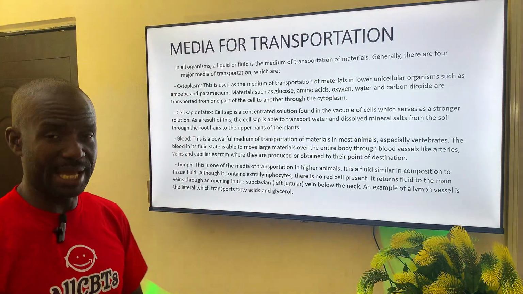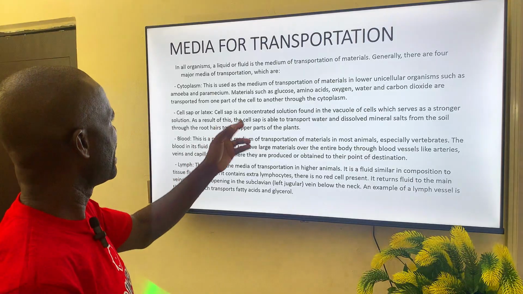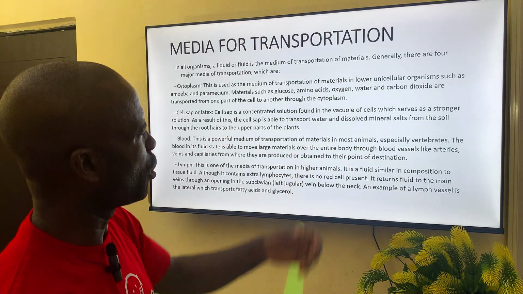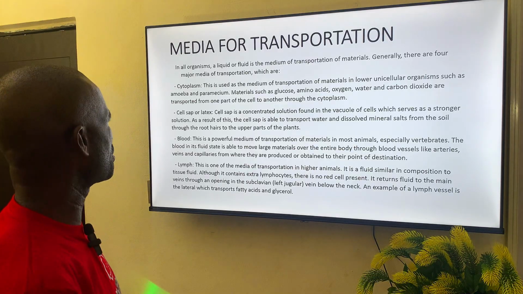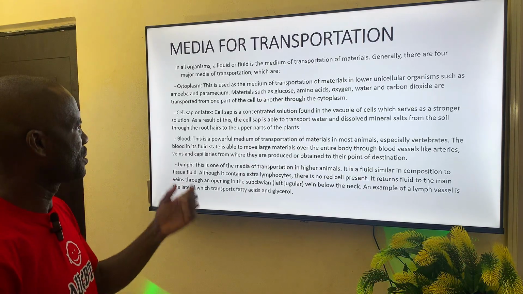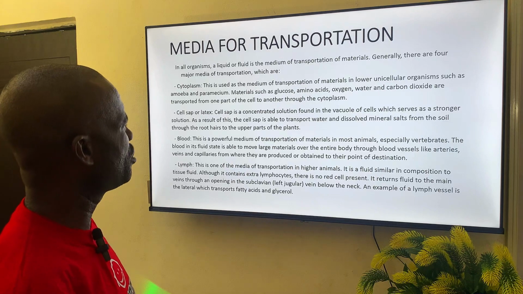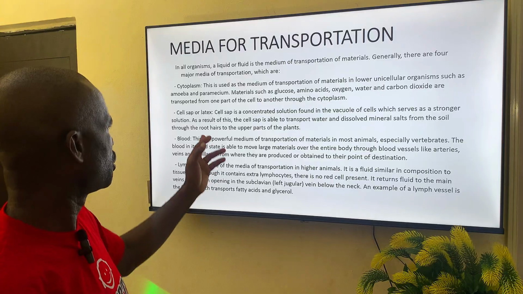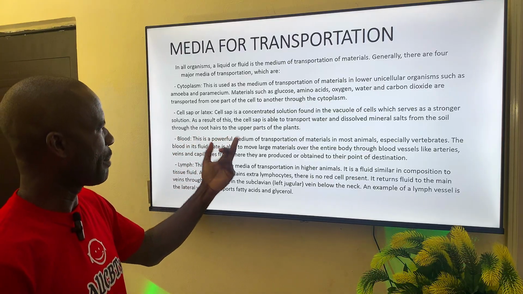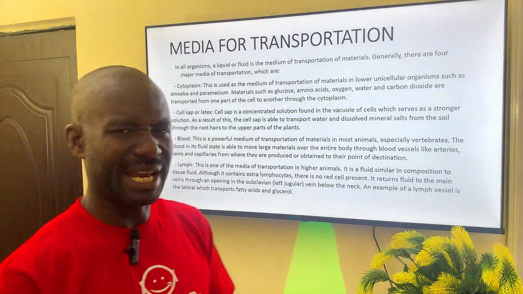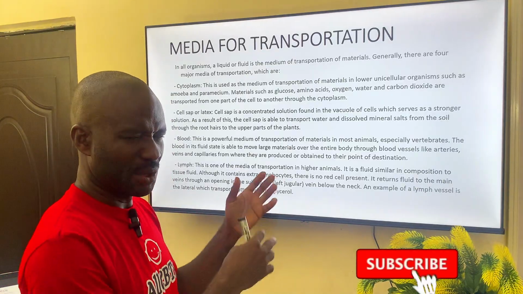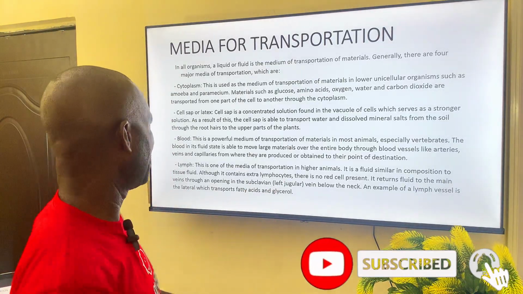Cell sap, that is plants. Cell sap is a concentrated solution found in the vacuole of the cell, which serves as a stronger solution. As a result of this, the cell sap is able to transport water and dissolve mineral salt from the soil through the root hair to the upper part of the plant. So all this material that is being transported in the plant is being dissolved in a solution called the cell sap. We call it cell sap in plants, we call it blood in animals.